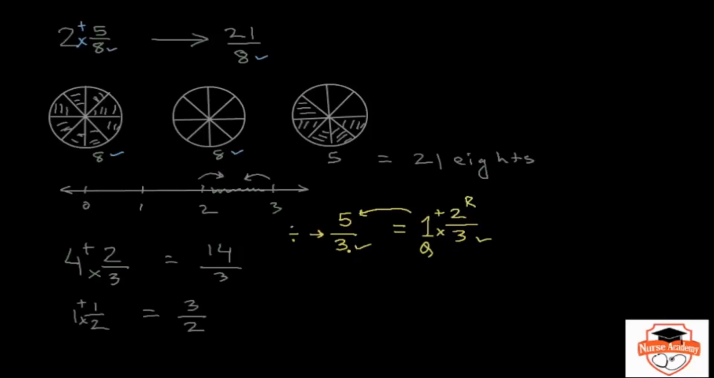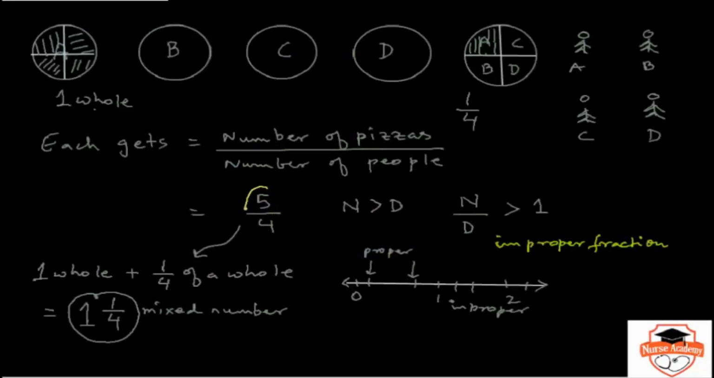How about trying to change this one, 5/4? Well, 5 divided by 4 is 1, so that's 1 whole. 4 times 1 is 4, 4 times 2 is 8. So we have 1 whole. The remainder is 5 minus 4, that's 1. The remainder goes on top. The denominator stays the same. So we have 1 and 1/4.